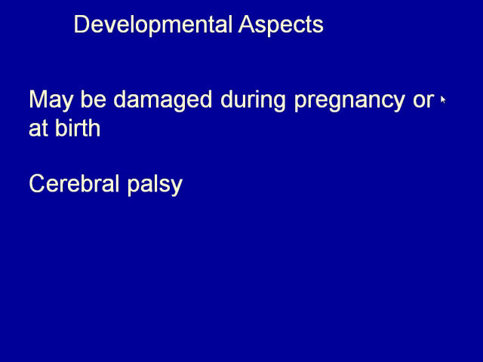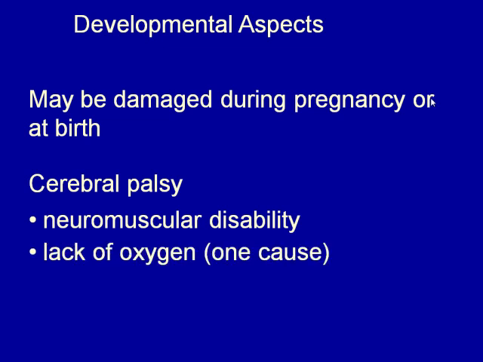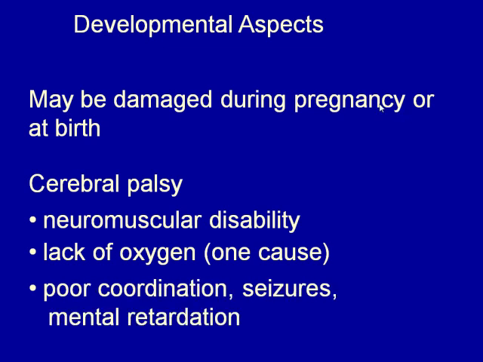Cerebral palsy is one of the things that can happen to a person at or near birth. It's a neuromuscular disability, usually because there was a lack of oxygen sometime around the birth event. The nervous system requires a lot of oxygen, so any deprivation of oxygen tends to damage some part of it. There are other causes for cerebral palsy, but lack of oxygen is probably the most common cause. People with cerebral palsy have poor muscle coordination. They may have seizures. They may have mental retardation.